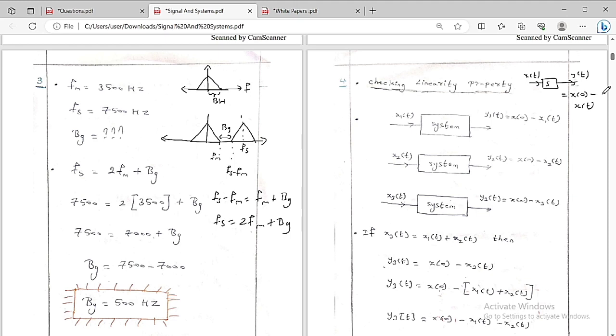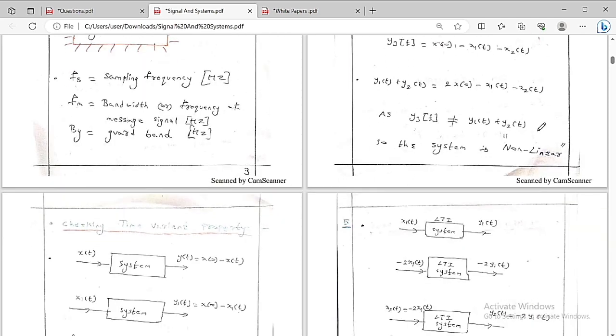This is a shortcut. In the examination, we have to go for the shortcut, but not this actual procedure. We have to go only for the shortcut. So if the input is equal to 0, and if you are going to get the output is equal to 0, then only we can say it is a linear system. And if the output is not equal to 0, then we can say the given system is said to be a non-linear system. In this case, we have checked that the given system is said to be a non-linear system.